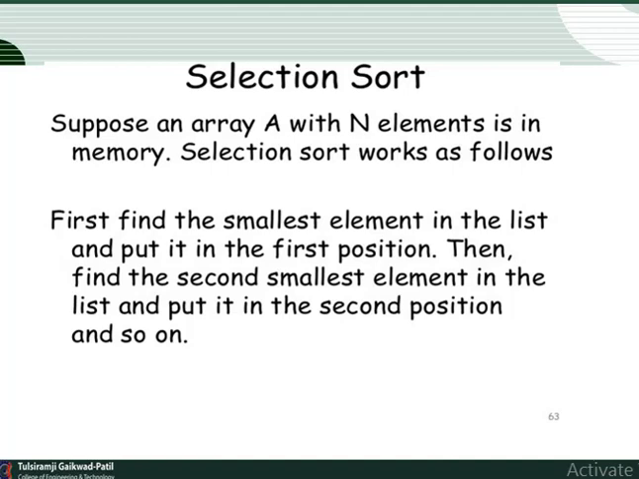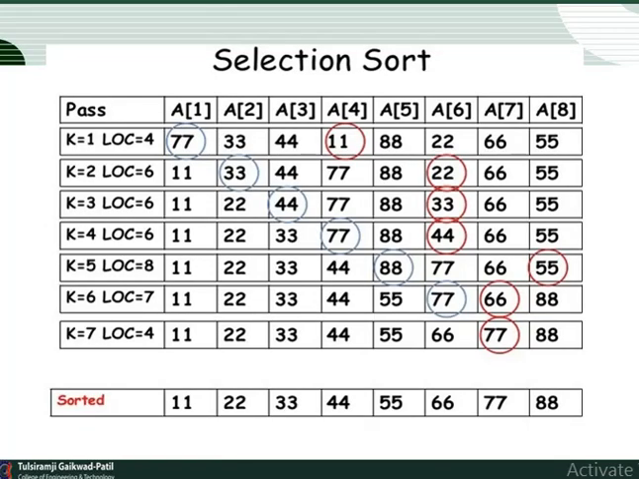Selection sort works as follows. First find the smallest element in the list and put it in the first position. That's a very simple task. Then find the second smallest element in the list and put it in the second position. Third smallest element, third position, and so on, until the whole list gets sorted.